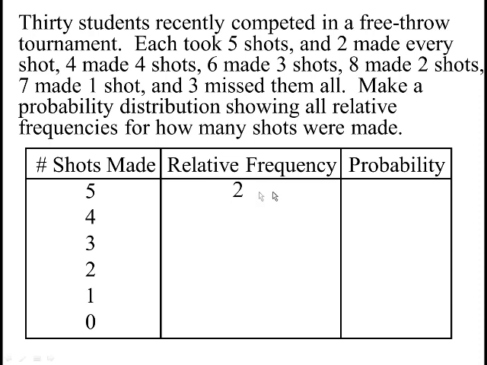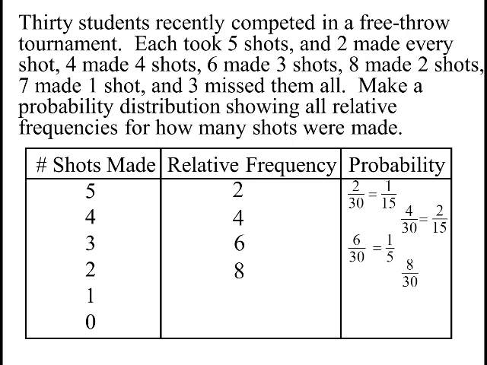4, and by the way, the probability for that would be 2 out of 30, since there were 30 students in the free throw tournament. 2 of them made all the shots, so that's 1 out of 15. 4 of them made 4 of the shots, so that's 4 out of 30, or 2 out of 15. 6 made 3. 8 made 2 shots. And then looks like 7 made 1 shot, and 3 people made none. So that's a probability distribution. It's just a frequency table with the probabilities at the end.